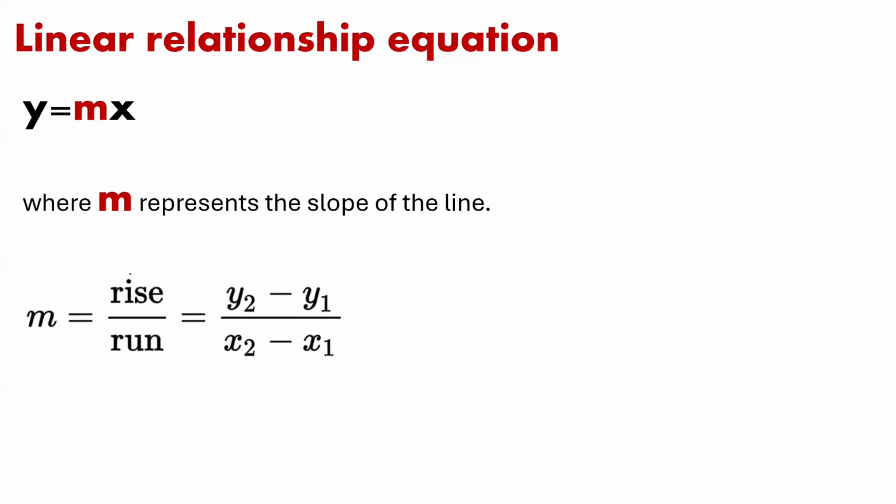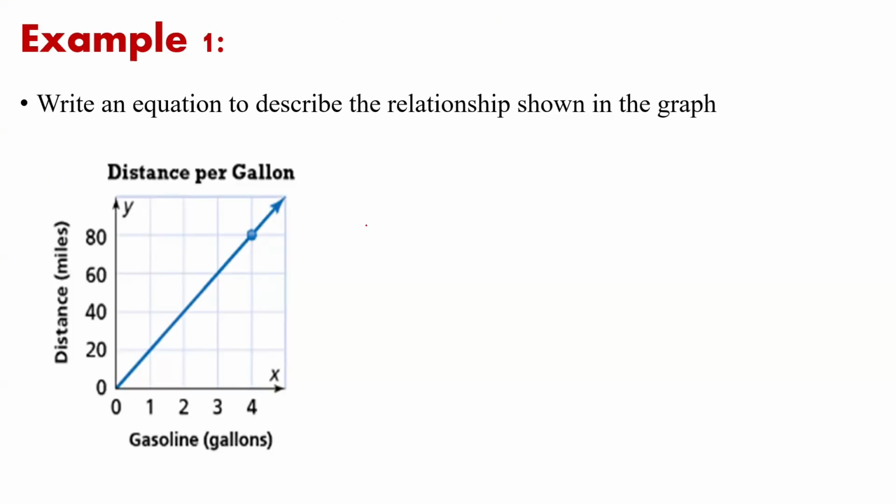To find the slope, we have two formulas. You can either use rise over run, or you can use y2 minus y1 divided by x2 minus x1. Whichever one you use, it will give you the same slope. We are going to look at two examples.